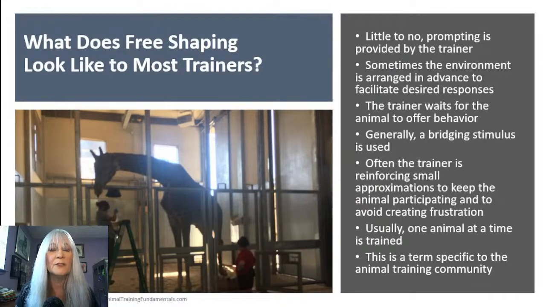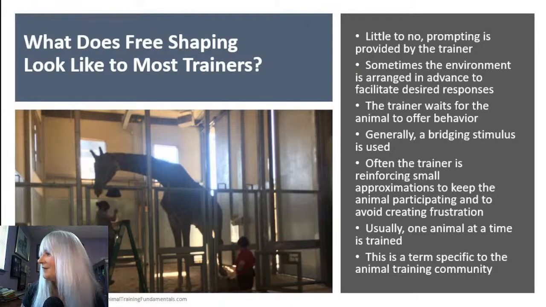Often the trainer is reinforcing really small approximations to keep the animal participating and to avoid creating frustration. And I would say, in my experience, I'm usually only training one animal at a time, whereas in other situations I might be able to work with a group of animals. I find that this term is really specific to the animal training community. I don't believe that free shaping has ever appeared in behavior science, to my knowledge. I think this is one that we use as animal trainers, and it means a very specific shaping process.